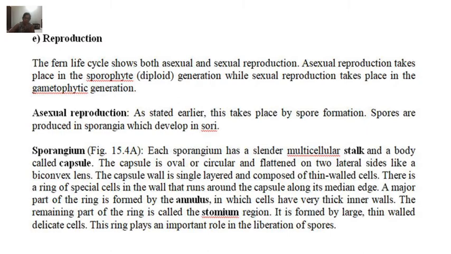This capsule of the sporangia is surrounded by thick walled cells, and this layer of cells is called the annulus. So the annulus is not complete, but it gets interrupted by loosely arranged cells, which are called the stomium. This is the point from where the developed spores get liberated.